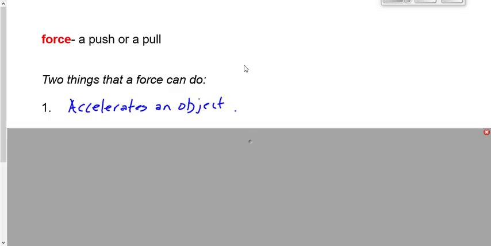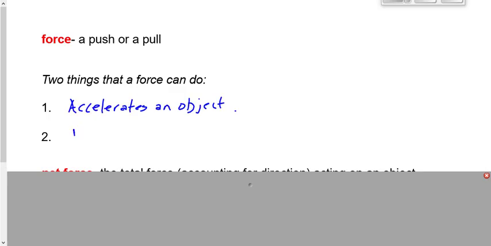But the other thing that a force can do is to deform an object. What do I mean by that, deform an object? What does that mean? The word deform, yeah? Yeah, change the shape of an object, right?